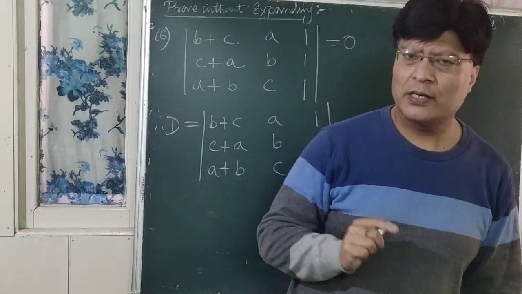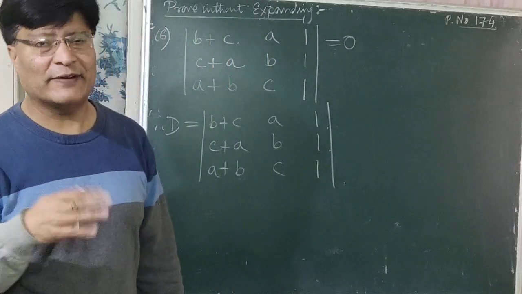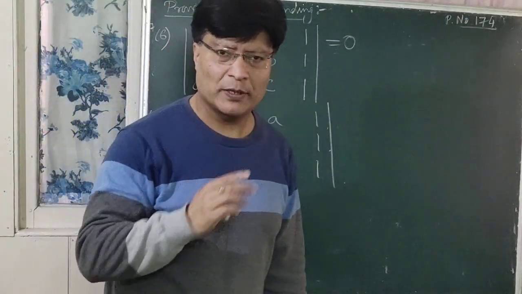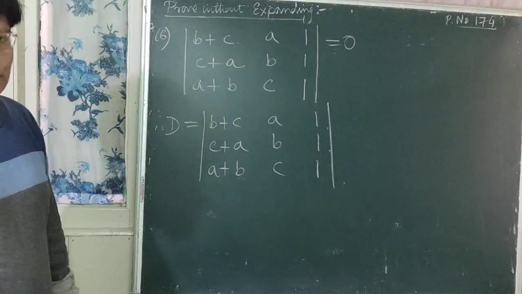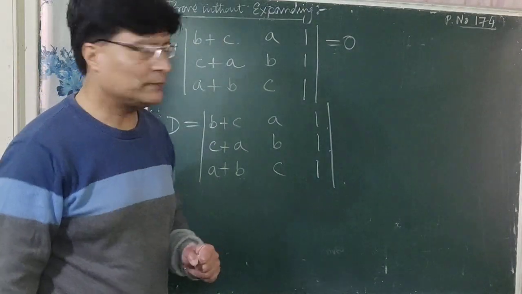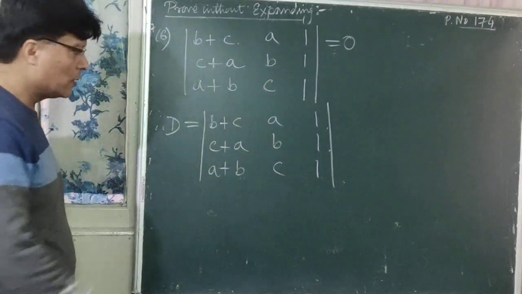If two rows or two columns of a given determinant are identical, then the value of that determinant is 0. This is property number 3, third property, right? So now let us do this question. Now look at the blackboard.